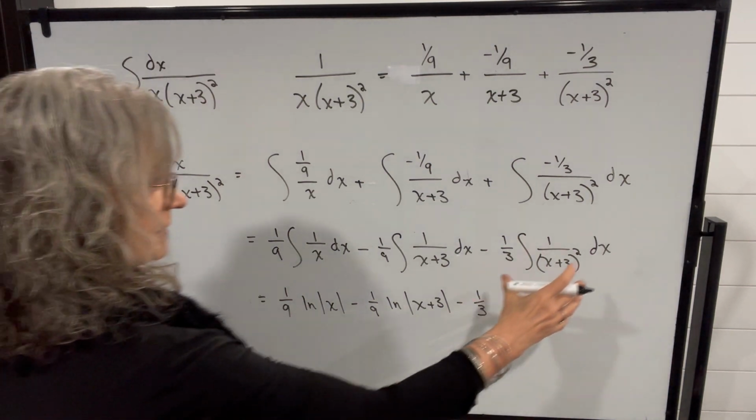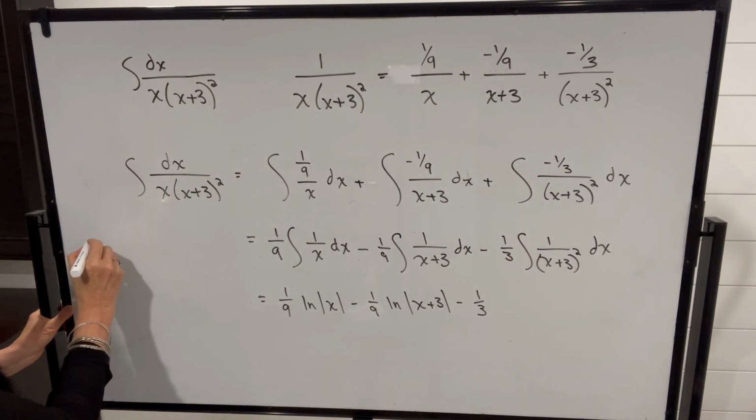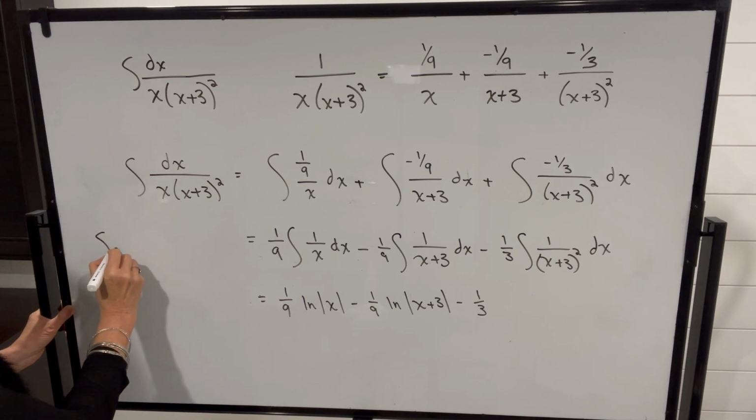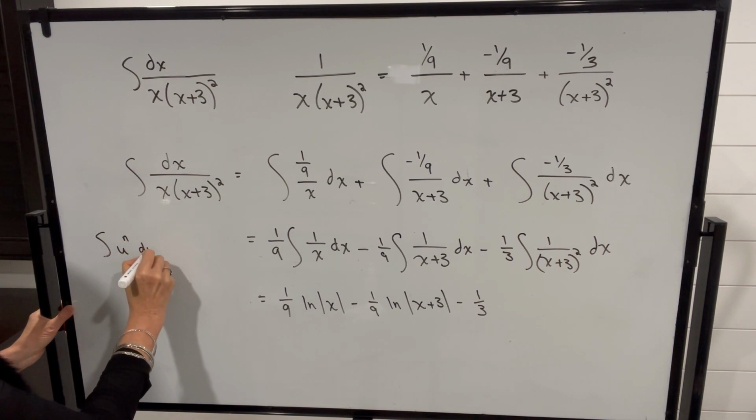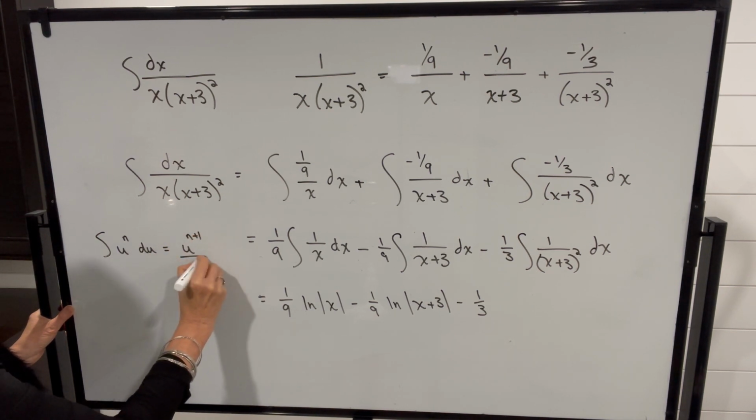To integrate this function, let's do a bit of a review of the general power rule. If you have the integral of u to the n du, you can integrate that. It will be u to the n plus 1 divided by n plus 1.